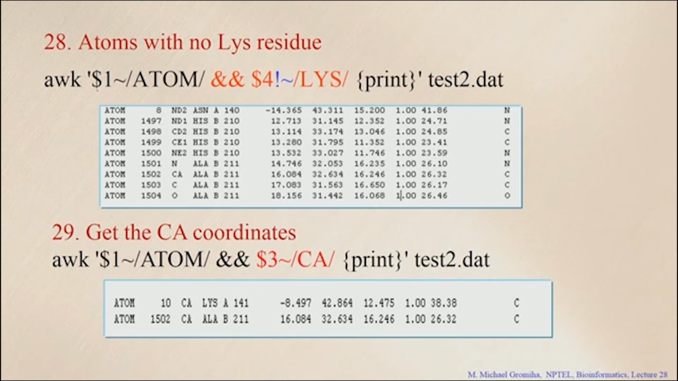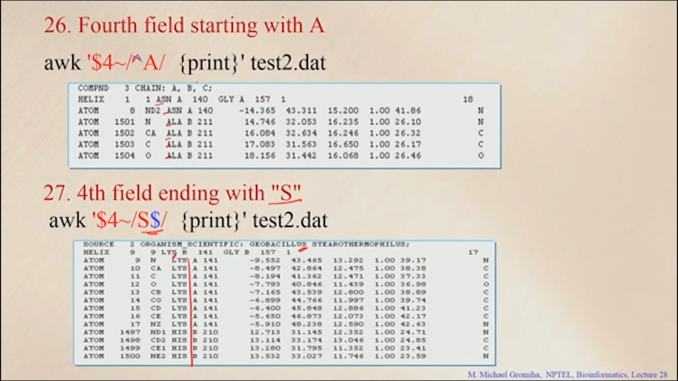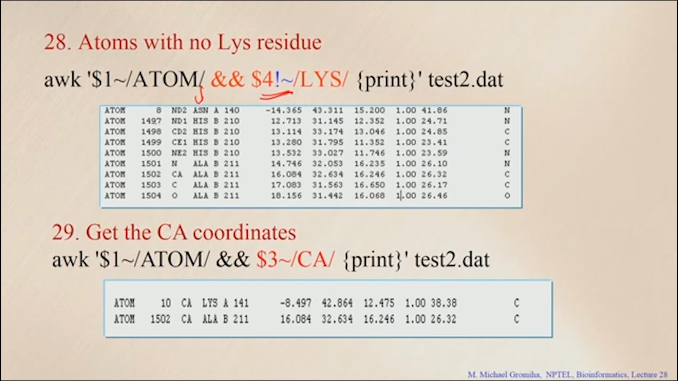Now the next question is, I need to find the atoms with no lysine residues. For example, if you want to see the disulfide bonds, whether any protein contains cysteine or not. So, we see the records in this case if you have no lysine residue. Here we use the exclamatory symbol. $1 should be atom and $4 should not have lys. This is the data, lys means it will omit; without lysine it will give you all the data, and print everything means it will print the entire line, except the lines which contain the lysine.